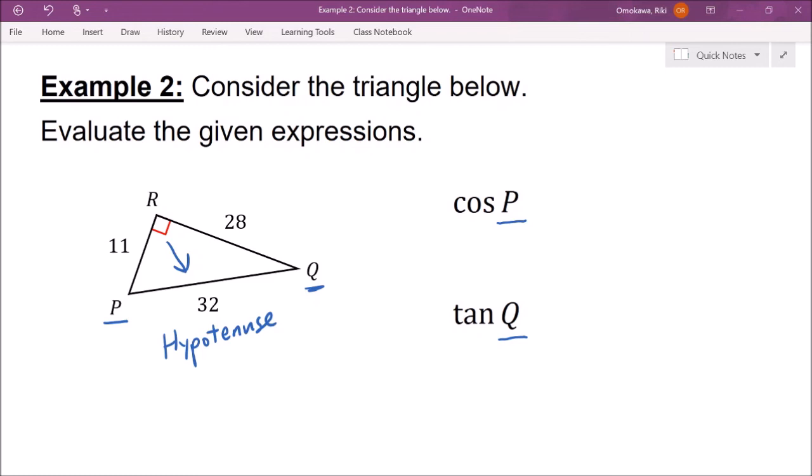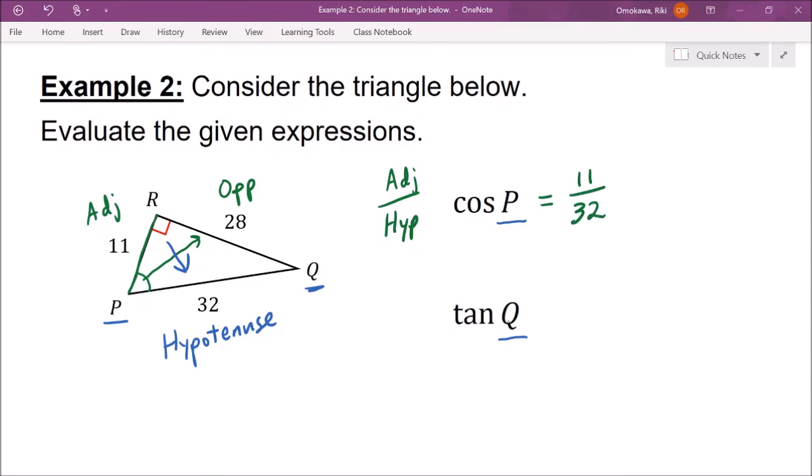So angle P, for example, first of all, cosine is adjacent over hypotenuse. Although let's just label all the sides. So where is adjacent? Where is opposite for P? So opposite across from P. So 28 is opposite, right? And then touching angle P here is the 11. So 11 is adjacent for P. And now we can say, okay, cosine for P is 11 adjacent divided by hypotenuse is 32. And that's fine, that's our answer.